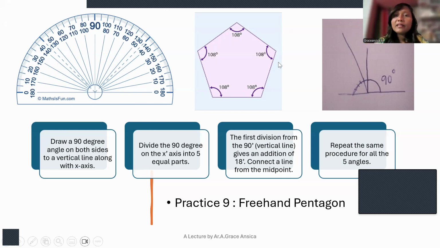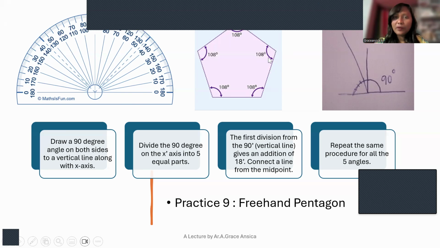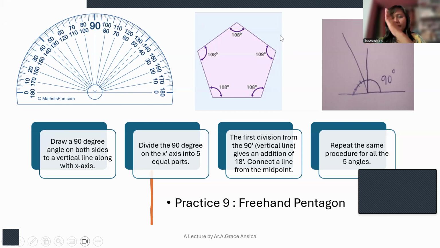Now, how will I repeat it on this edge? What you're going to do, extend this line, make it like a horizontal line over here. Draw a perpendicular like this. Extend this 108-degree line, and to this slanting line, draw a perpendicular. So that gives me 90 degree. On the other side, I will divide it into 5 portions. Get the first portion, that is 18 degree, and I'm going to create the pentagon.